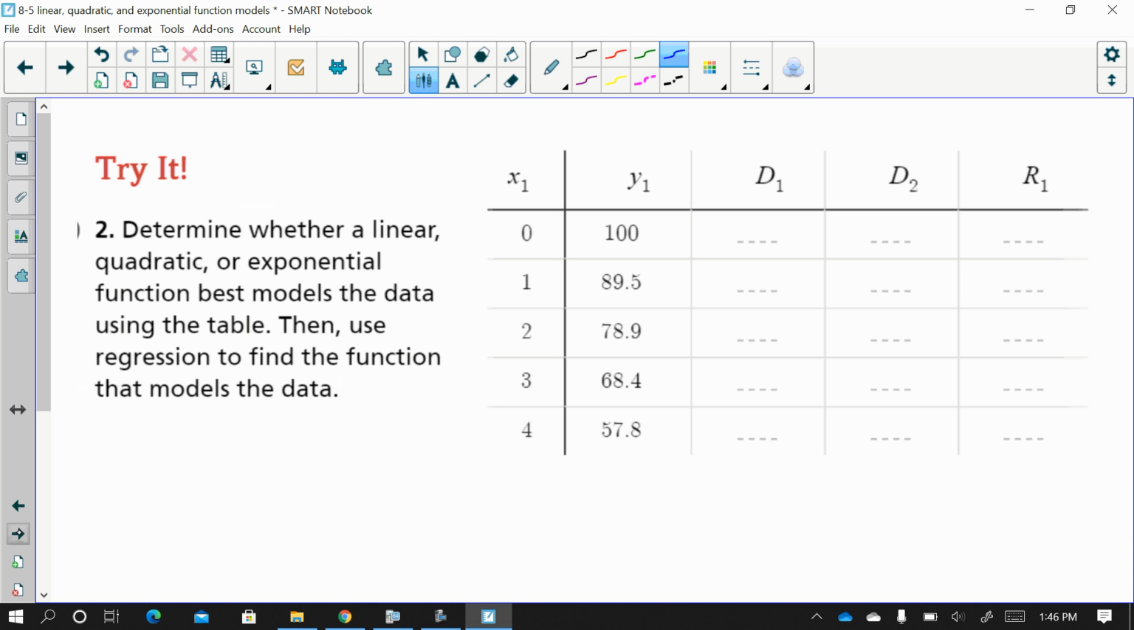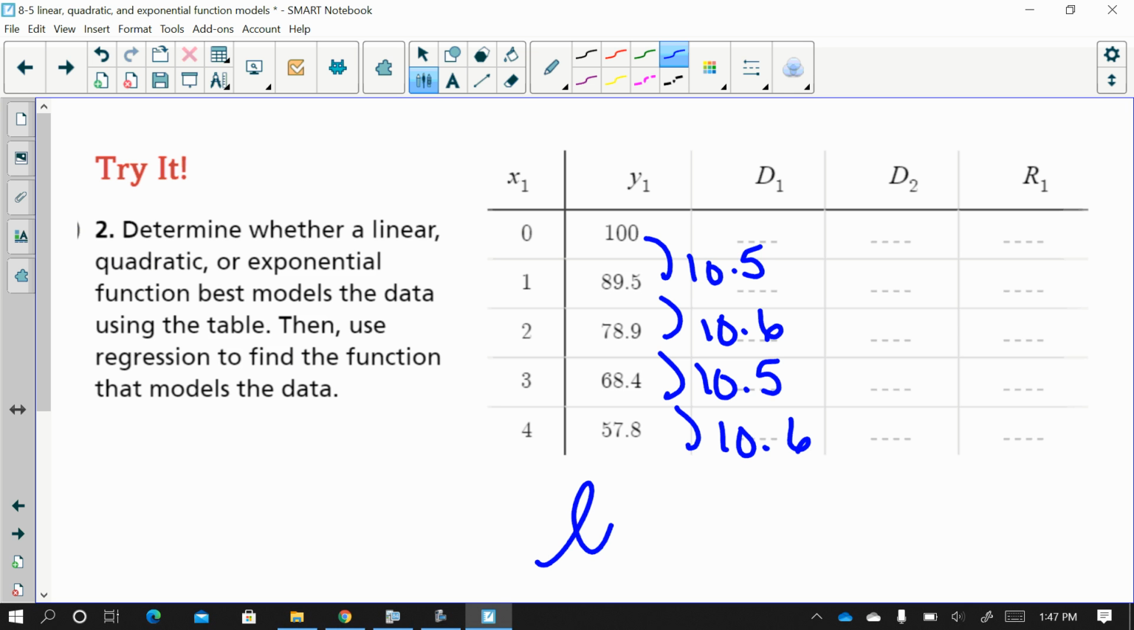Here's another one for you. Please tell me exponential, quadratic, or linear. Pause the video and try. I do some subtraction. I get 10.5, I get 10.6, 10.5, 10.6. Those are all fairly close, so linear works the best.